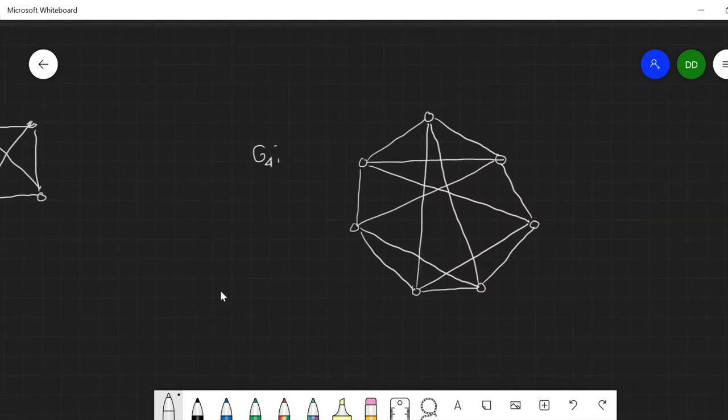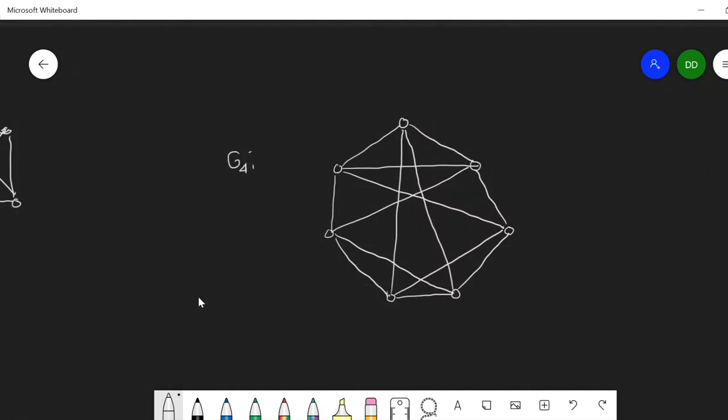G4, on the other hand, it's a little bit harder to tell that it's not vertex transitive. So this one is 4-regular.